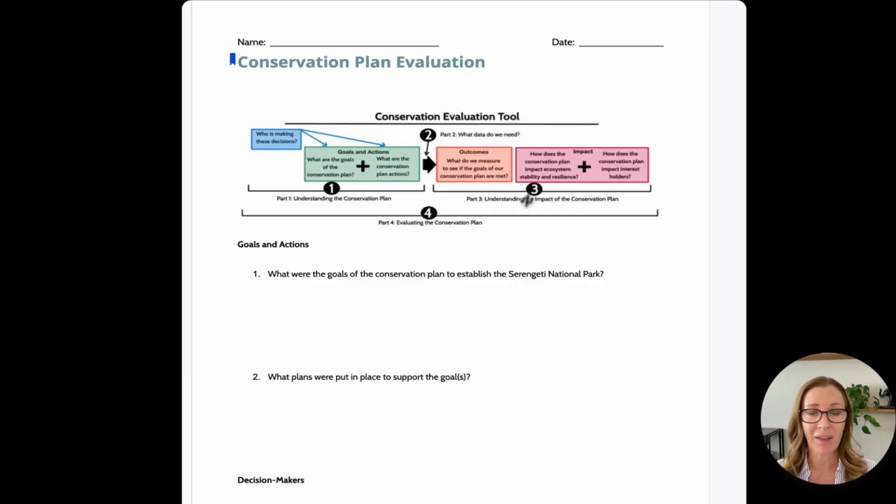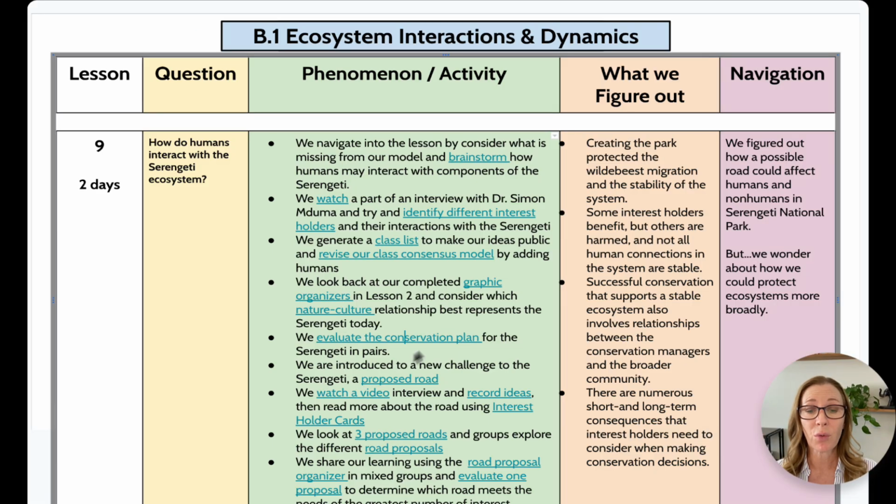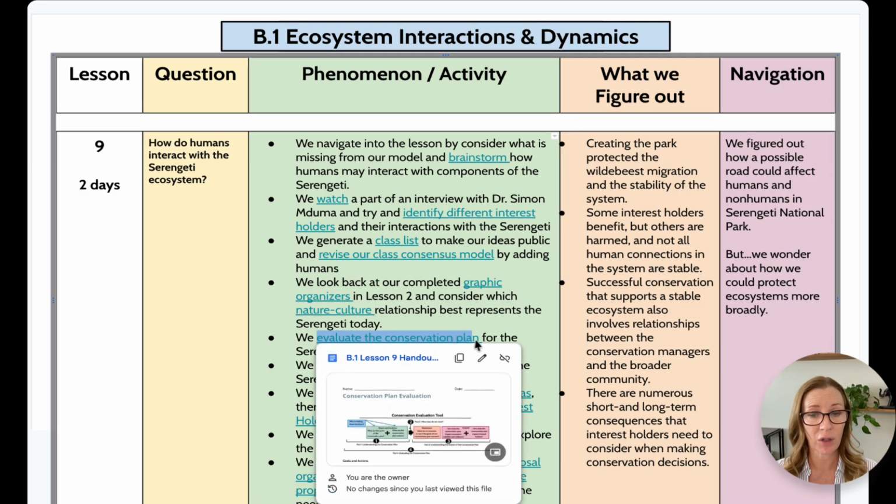We kind of understand that impact of the conservation plan before we can evaluate whether it was a good plan or a not so good plan. We're going to walk through the conservation plan and then also answer a few questions related to the conservation plan using that graphic organizer. And then we're going to be introduced to a new challenge. So this was evaluating the original conservation plan of basically conserving the biodiversity in the Serengeti.